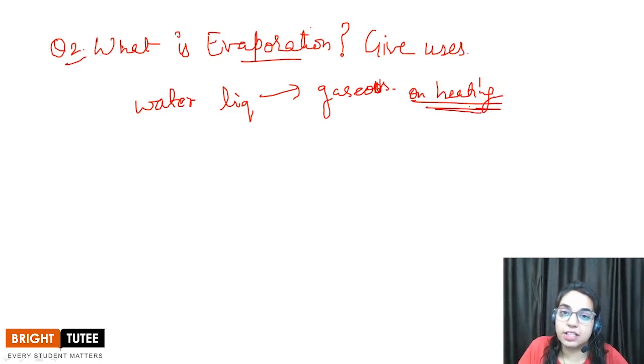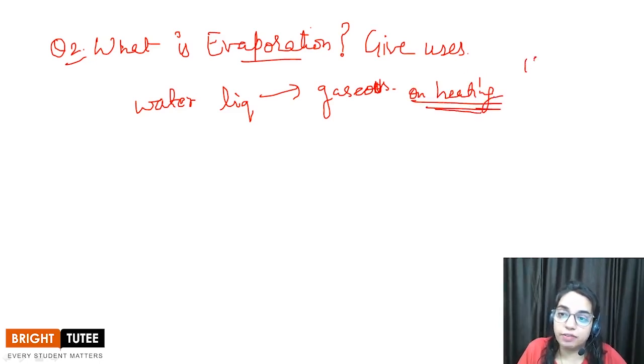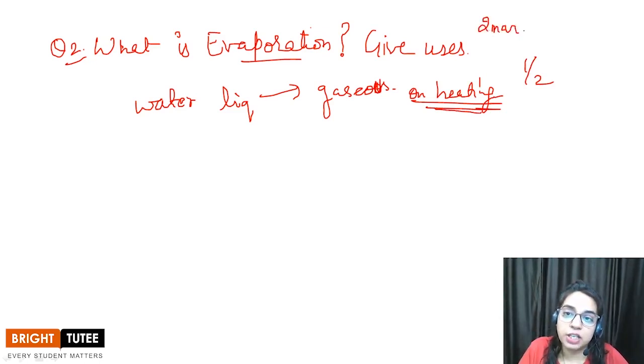You have to write this. If you don't write this, your half mark will be deducted, because this question can usually be asked for a 2-marker question if its uses are also asked. If the uses are not asked, then it will be asked as a 1-marker question.